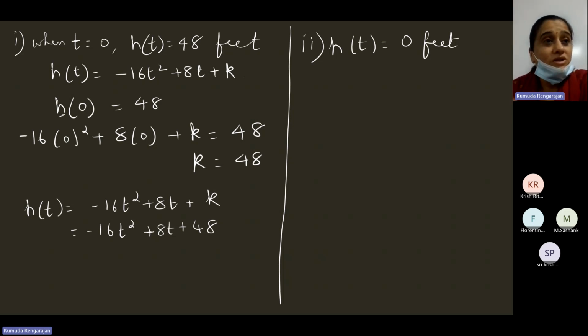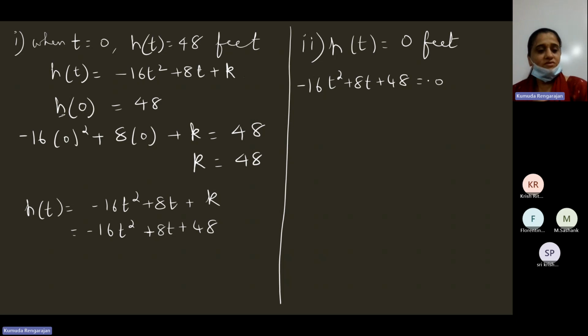And for that, the polynomial should be complete in every sense, meaning that k's value should have been found. And we already found it, so we've completed the polynomial. So now h of t is equal to 0. What is h of t? Minus 16t square plus 8t plus 48 is equal to 0.